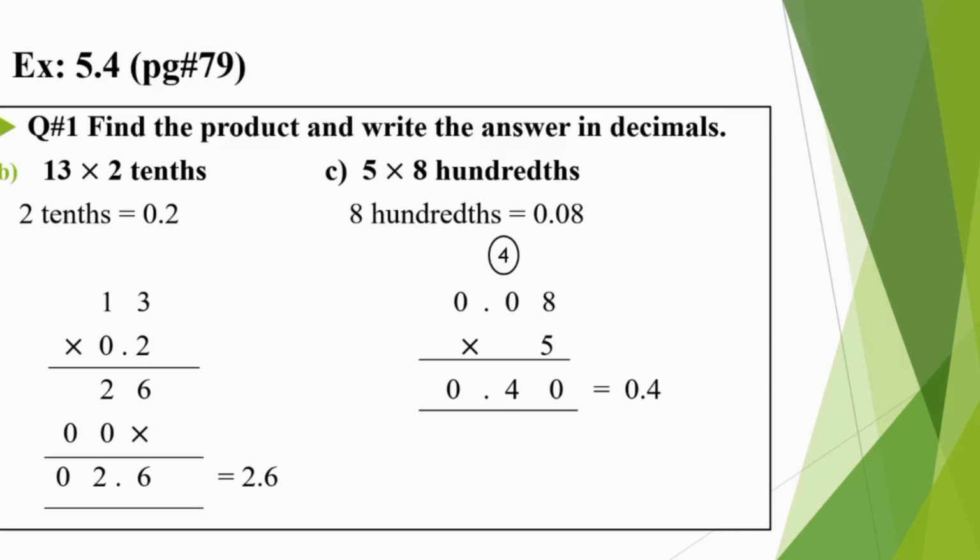5 8s are 40. 0, 4, which is above the 0, and when this case comes, 5 multiplied by 0 is equal to 0 and 4 as it is. 5 zeros are 0. 0.40 is equal to 0.4. When there is any number above the 0, we write it as it is.